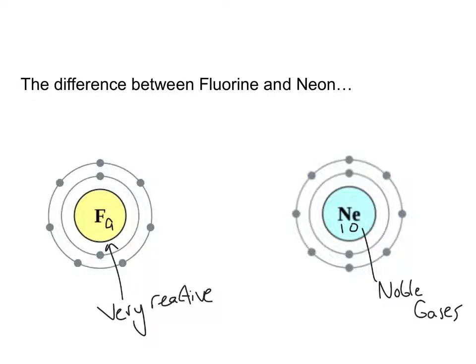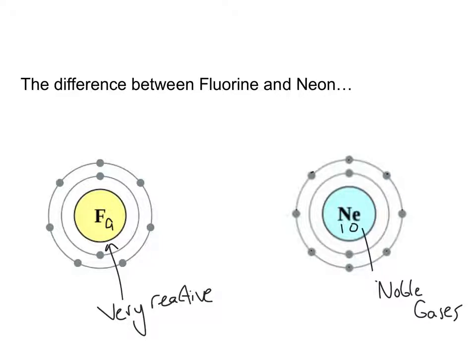But if you look at their outer shells, neon has a completely full outer shell. It has 1, 2, 3, 4, 5, 6, 7, 8. If I was going to add another electron to neon, I would have to make a whole other electron shell for this. Right? That's something that the atom is very unlikely to do. These atoms are very stable when they have a full outer shell, which neon does. And all of our noble gases do.